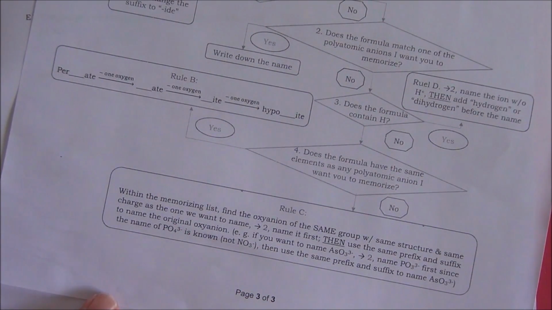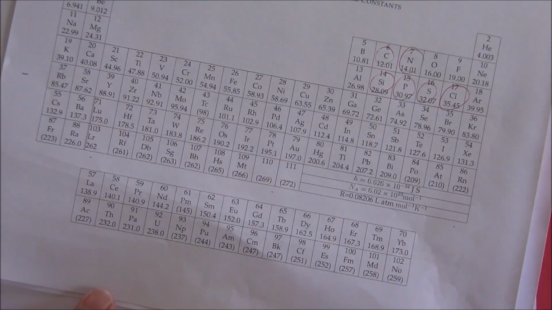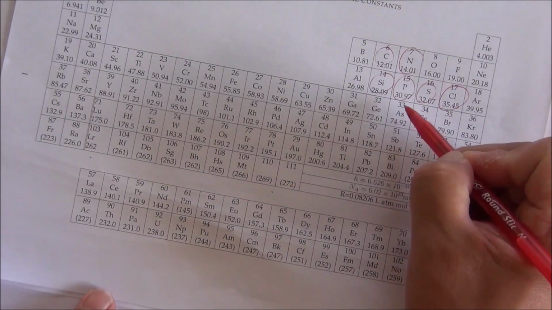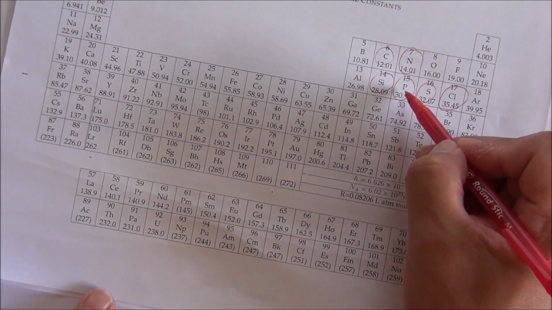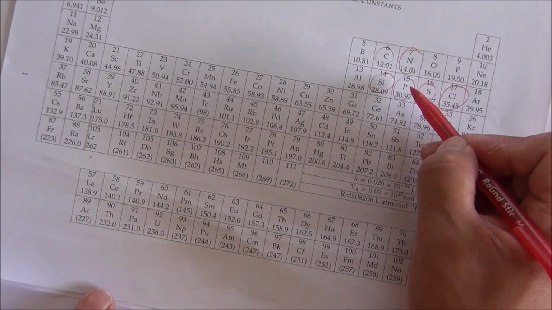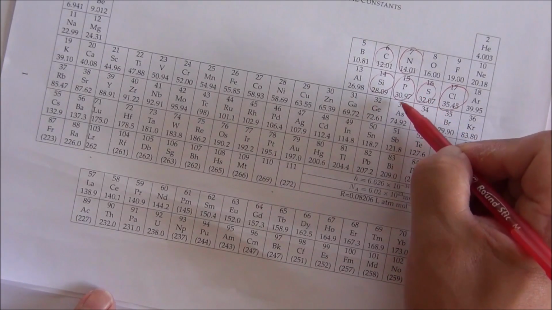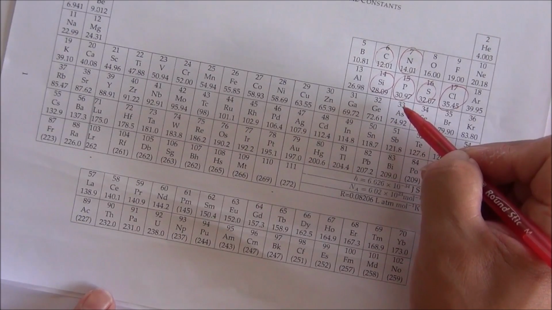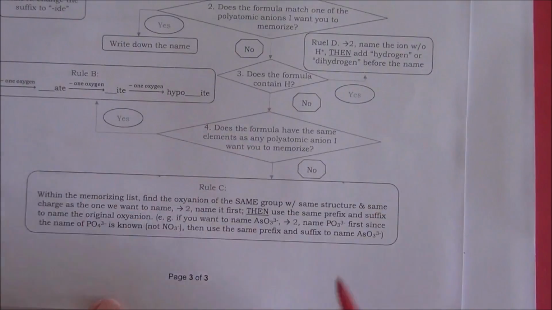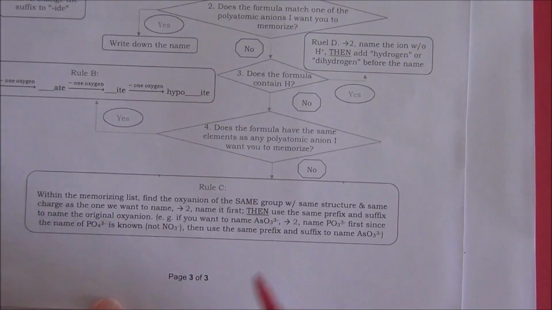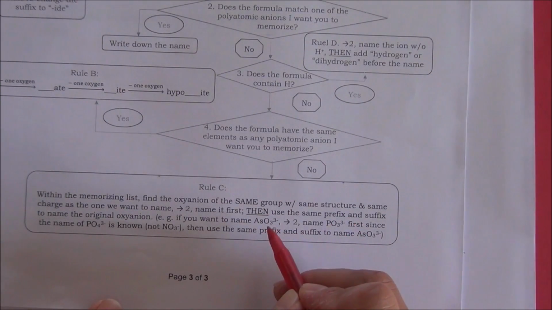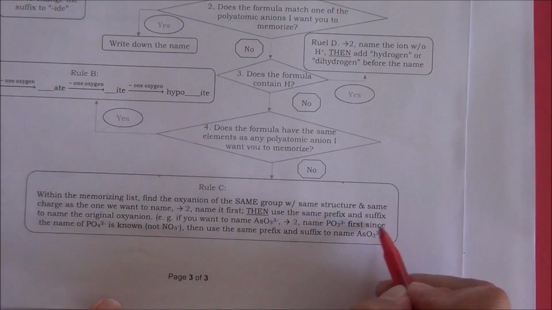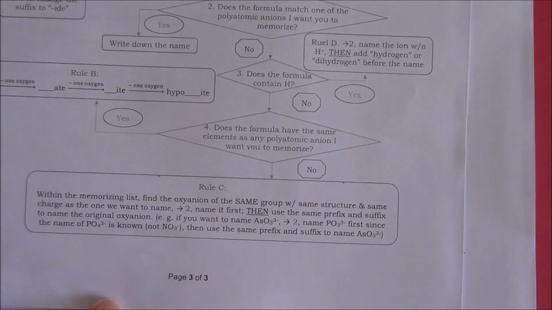Well, let's look at the periodic table. We are looking for the name of the oxyanion of arsenic. Within the same group, we have nitrogen, which is nitrate. We also have phosphate. But we will choose phosphate because phosphate has the same charge as AsO3, 3 minus. And it is closer to arsenic as well. So, according to this box, we need to name PO3, 3 minus first. Then, after you get the name of PO3, 3 minus, we need to come back, use the same prefix and suffix to name the original oxyanion.